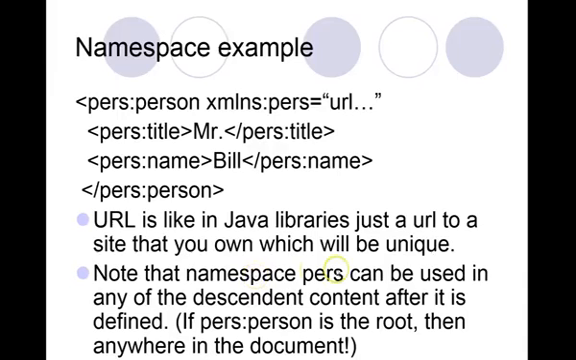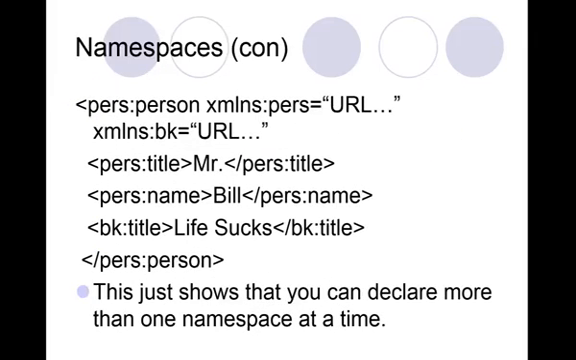So once we define the namespace, we can use it in any of the descendant content in the document. And so usually we're going to put this in the root, and then we can use it anywhere in the document. So again, this would be in the root of the element right after the declaration. Okay, let's make this a little more complicated.